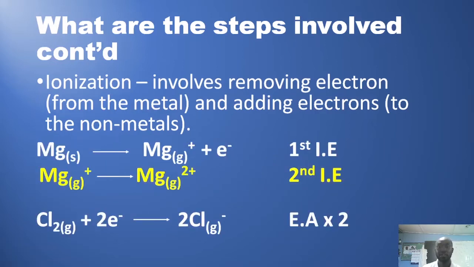Okay, so this is a continuation of the magnesium example. The magnesium will first lose 1 electron to become +1, then it will lose the other to become +2, and so you have the first ionization energy and the second ionization energy, and then the electron affinity of chlorine times 2 as it appears here.